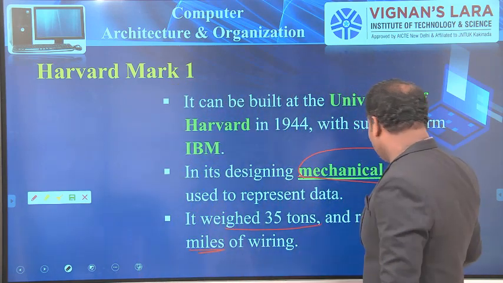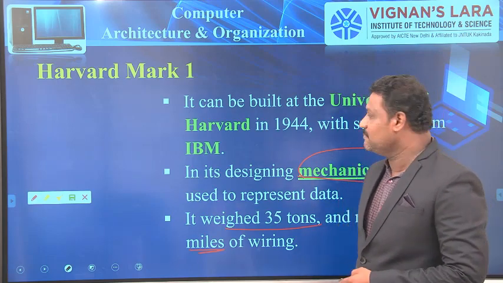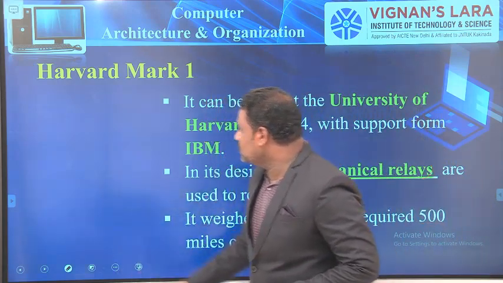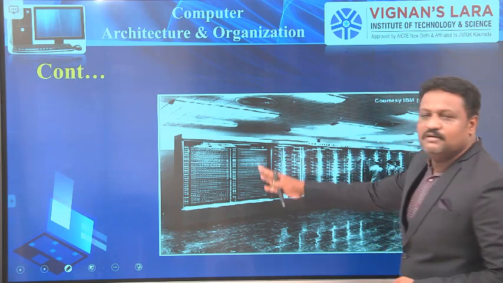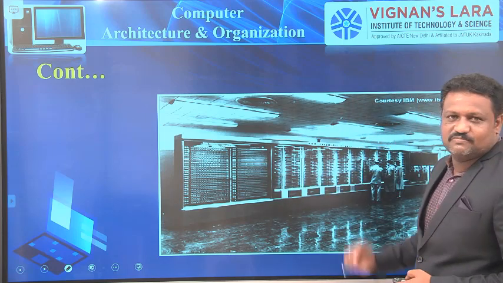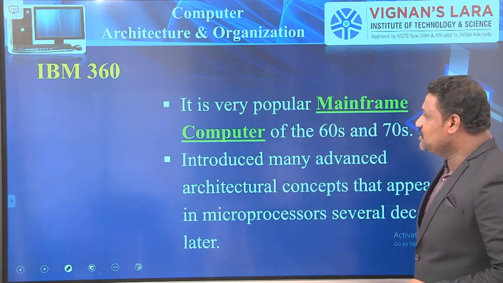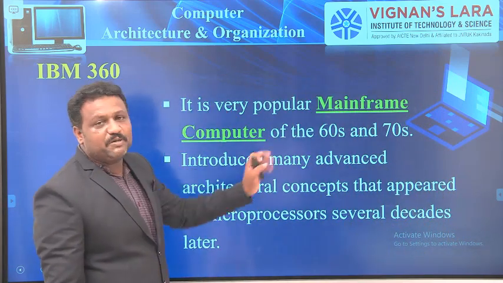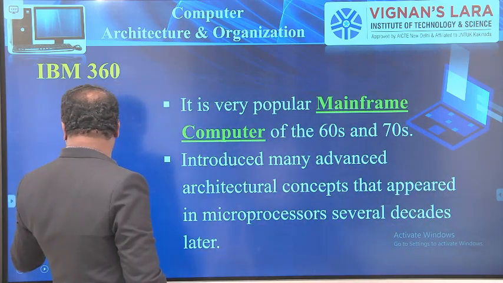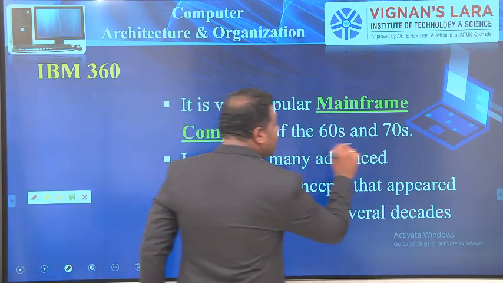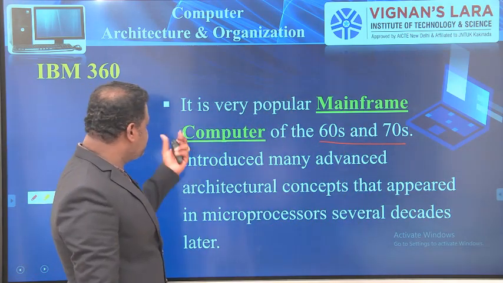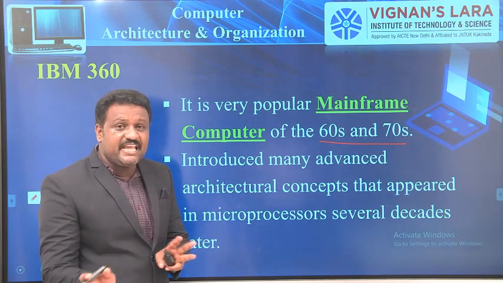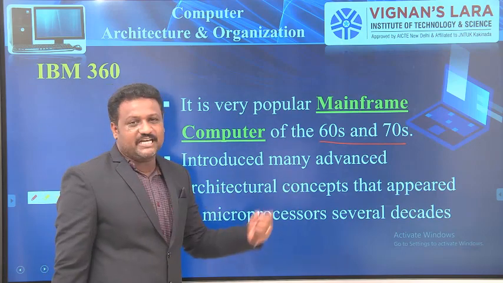For its construction, we need 500 miles of wiring. Right, so you can see this is the Harvard Mark I system. And next, IBM 360. This is another computer. It is a very popular mainframe computer, especially in the 1960s and 1970s. It introduced many advanced architectural concepts.